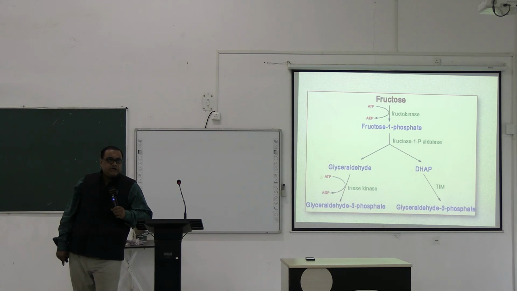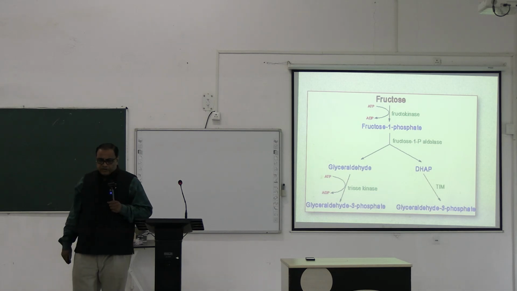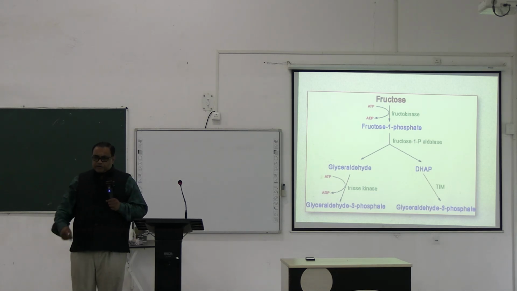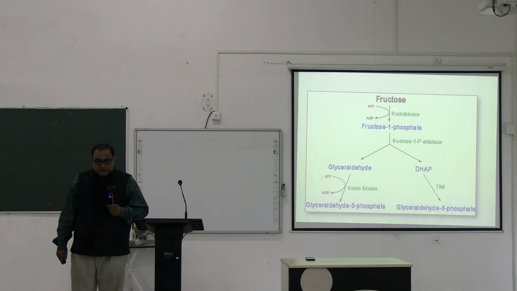Dihydroxyacetone phosphate is an initial precursor for phospholipids. Glycerol 3-phosphate is a precursor for phospholipids and triglycerides. Glycerol 3-phosphate will be produced from dihydroxyacetone phosphate via dehydrogenase. So these products will trigger the formation of fat of different types: phospholipids, triglyceride, cholesterol. So what will happen? Hyperlipidemia.